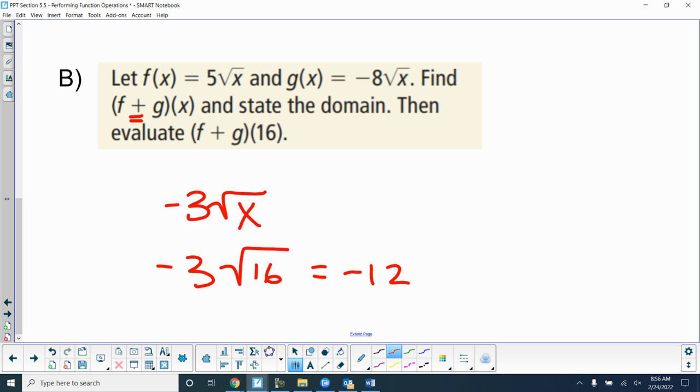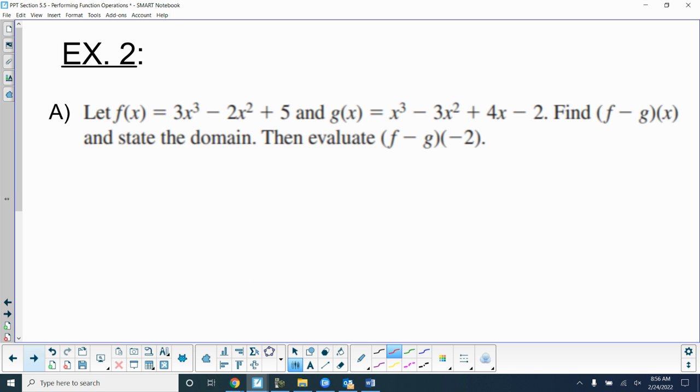What's 5x minus a negative 8x? Minus a negative 8. So we'd add them, right? So it'd be 13 radical x. So just pay attention to if it's addition, subtraction, multiplication, or division, okay? We so far okay? Pretty easy, isn't it? Simple. All right, here's f minus g, okay?